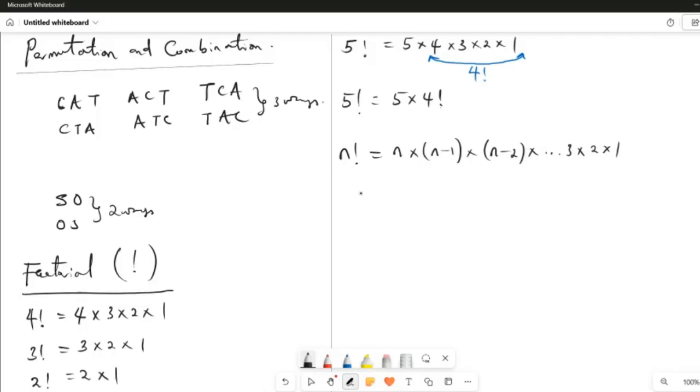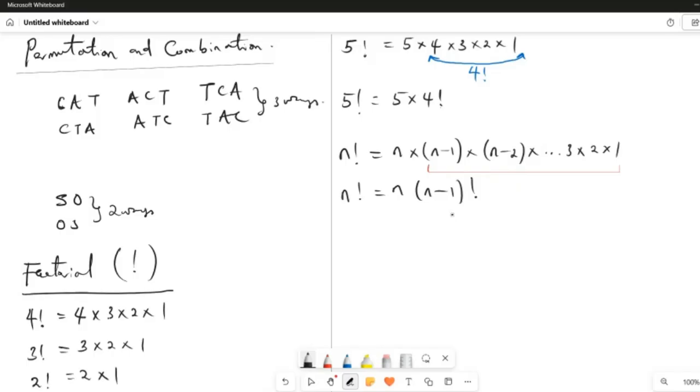Again, this can also be rewritten, because what I have from here down to 1 is actually n minus 1 factorial, if you agree. When you take n out, n minus 1 times n minus 2 until you get to 1 is the same thing as n minus 1 factorial. Do you get? So I can write n factorial as n times n minus 1 factorial. So you need to understand this as well.